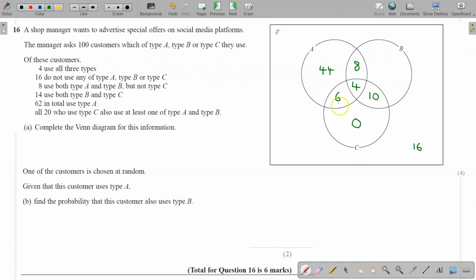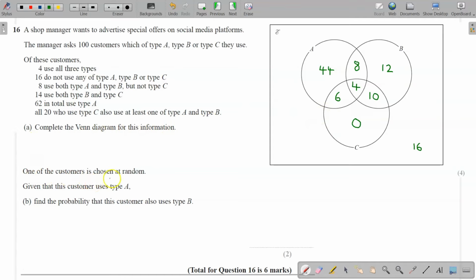If we add up all the numbers that we've got so far, that only comes to 84. So that means, no, 88. So there must be another 12 to go, which belong in there. Okay, and that makes a total now of 100. So that's quite a quick process if you just follow it logically.